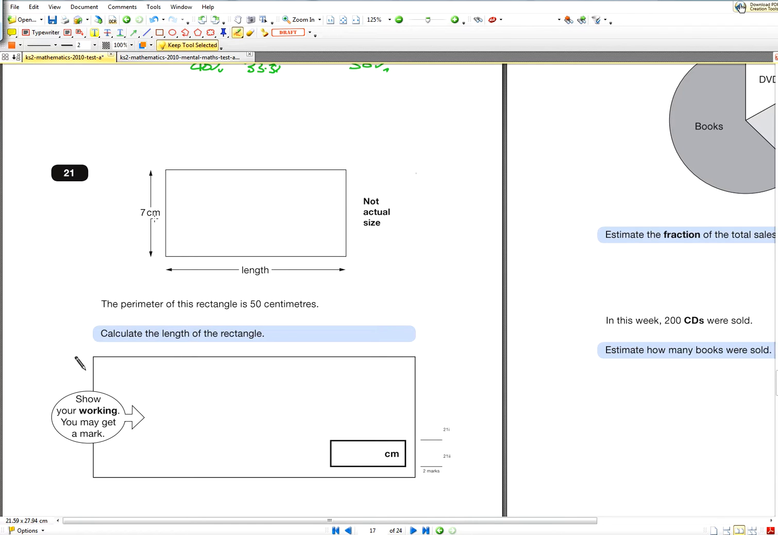Yeah. So, for example, this is 7, so 7 and 7 so far will give us what? 14. So far we got 14. And what should it be altogether? 50. So now let's do 50 minus 14 first of all to work out what the other side should be. 50 minus 14 will give us 36, because 10 and 30 is 40, 4 and 6 is 10. Happy with that?